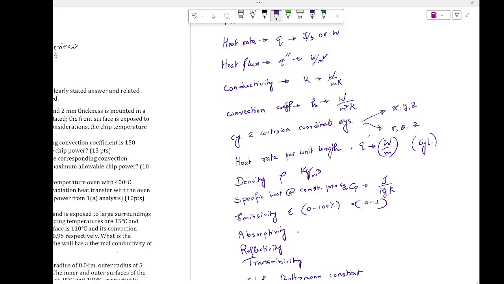Absorptivity, what is the symbol for that? Alpha. Reflectivity, rho. Now don't get confused with this rho with the density rho, right?